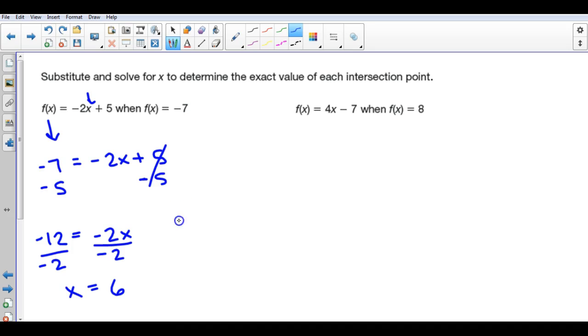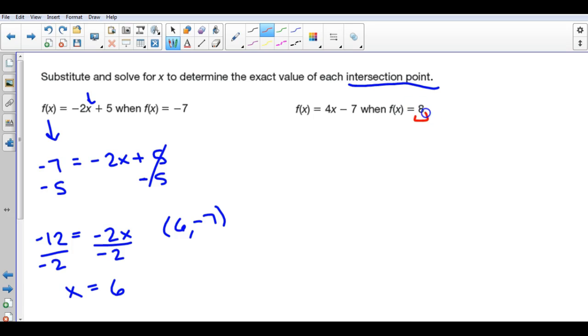would give me negative 7. So it wants us to write this out as an intersection point. So I know that when x is 6, f of x is negative 7. So again, another way that we can say that is that when x is 6, your y value would be negative 7. So instead of using y, we're using function notation, which is why we say f of x. And then in this one, same exact thing.